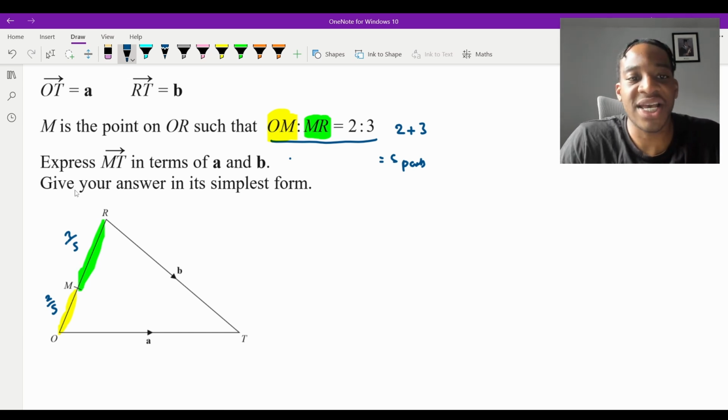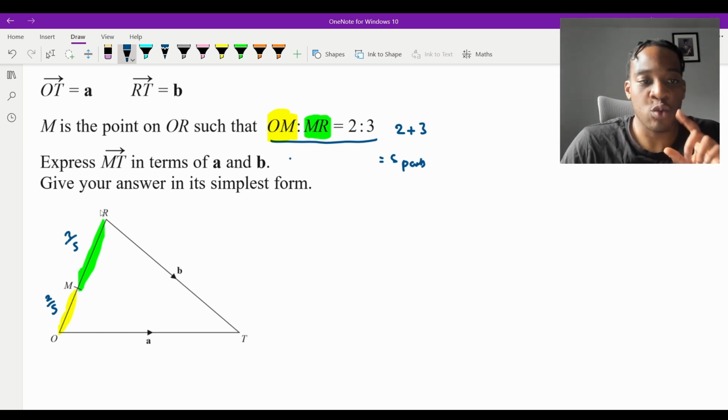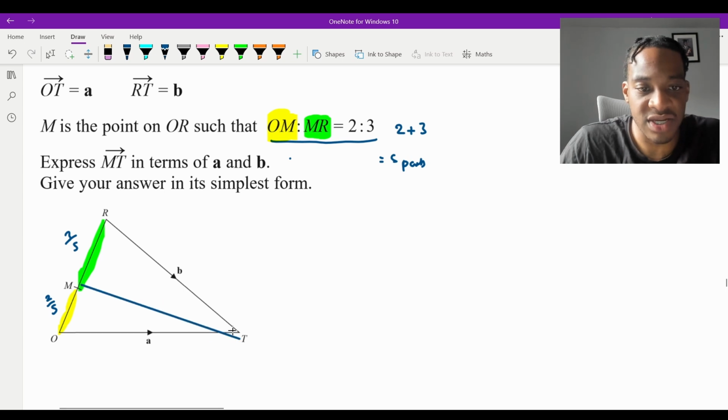Now, we need to express M to T in terms of A and B. Before I start dealing with algebra, I actually want to label that vector on my picture so I know exactly where I need to go to get there. So I'm going to draw a line from M to T, something like this. Let me just straighten up this part as well. Okay, so this is M to T right here.